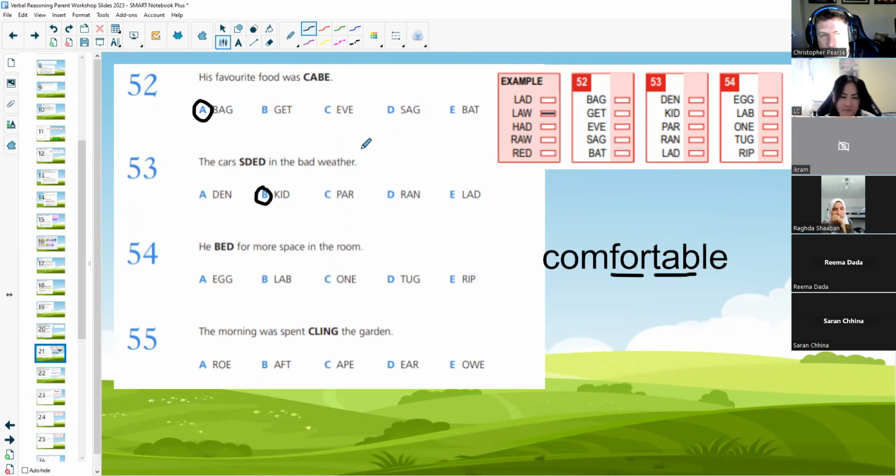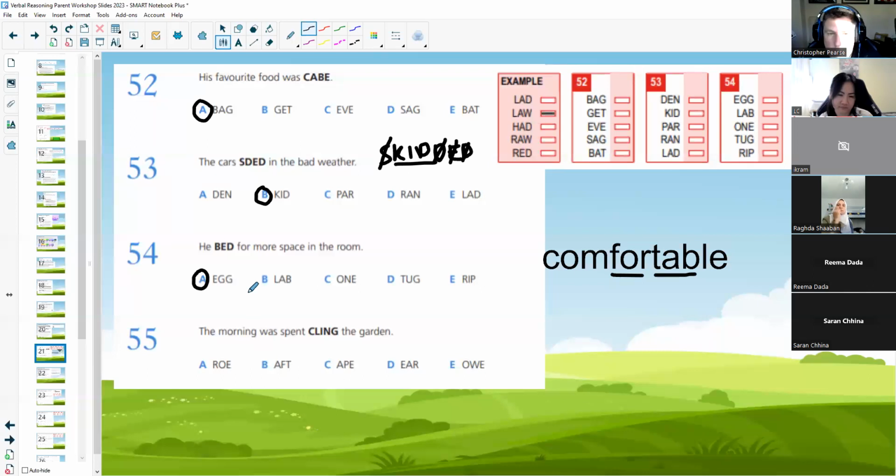So again, children may well spell it out and then cross out the letters that they were given. So the S is taken away. They need to make sure they cross out the right D, D-E-D, to leave you with that word kid in there, in the middle there. He's something for more space in the room. And of course, he begged. So egg would be the answer.